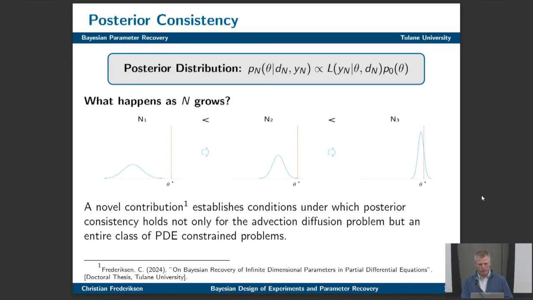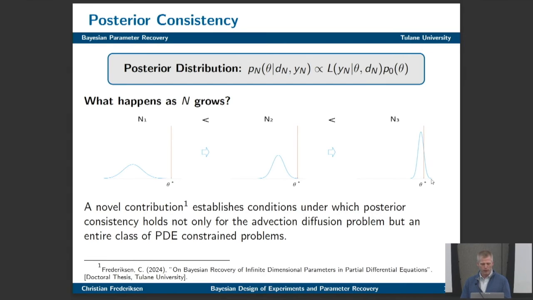And so what we see in this image here is what we want to happen, right? As we're getting more data, our distribution is shifting towards the true parameter, and the standard deviation is also collapsing, which would indicate that we're becoming more and more certain about what that parameter is. So when we have this behavior, we say that posterior consistency holds.